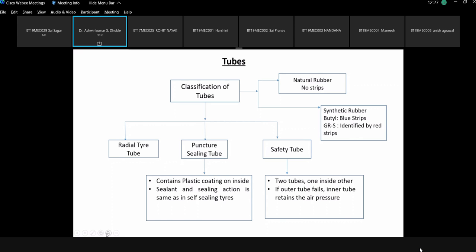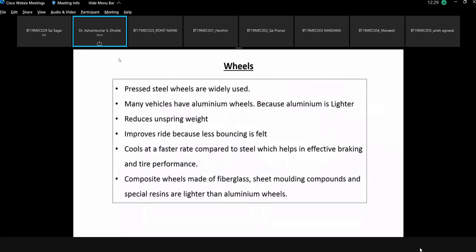So the next one is the wheels. For wheels, we have the pressed steel wheel, which is widely used. Many vehicles have aluminum wheels as well because aluminum is lighter and it has good conductivity. So whatever heat is generated in the tire will get dissipated through this aluminum. These are very good wheels in use. So it reduces the unsprung weight.